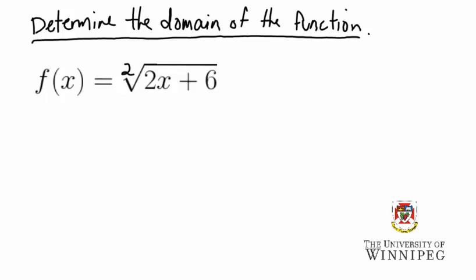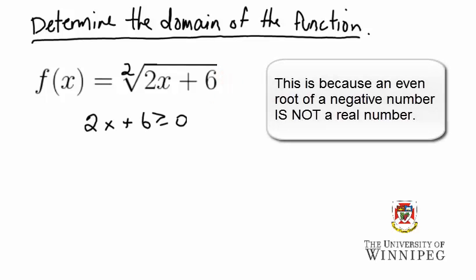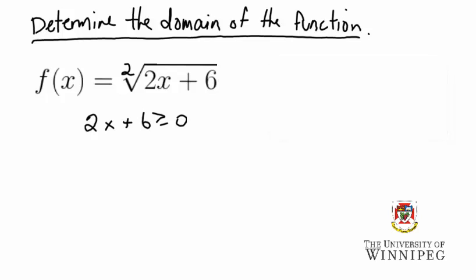And what we're interested in doing is determining whether or not our index is an even number or an odd number. In this case, since our index is an even number, we need everything underneath our radical symbol to be greater than or equal to 0. So if we're able to solve this inequality for x, then we know the domain of our radical function.